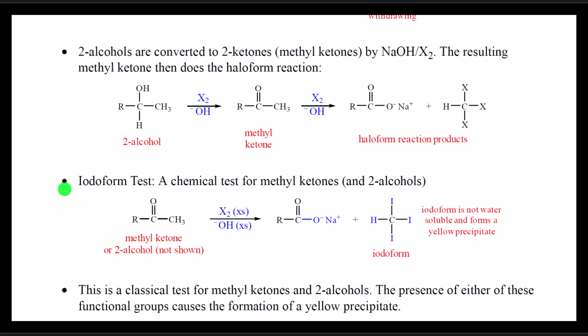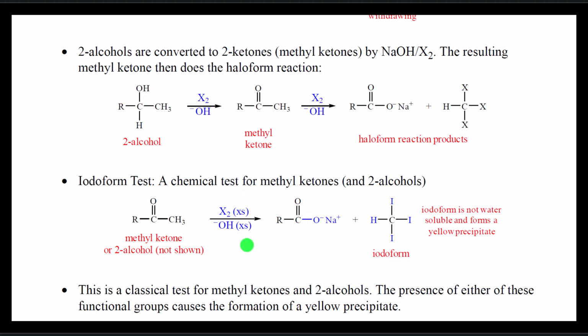When iodine is used as the halogen, we can perform a chemical test that is called the iodoform test. This is a classical chemical test for methyl ketones and 2-alcohols. It's been useful to be able to test for methyl ketones because they appear in a lot of important biologically active molecules. In this test, we take the methyl ketone, we treat it with our haloform reaction conditions, so iodine plus hydroxide. At the end of the reaction, we get a carboxylate ion and we get iodoform.